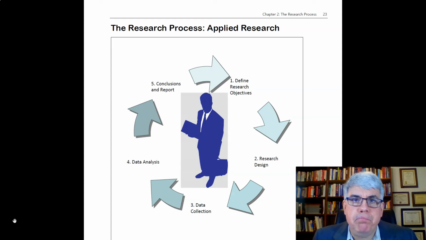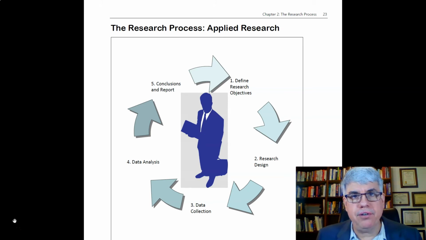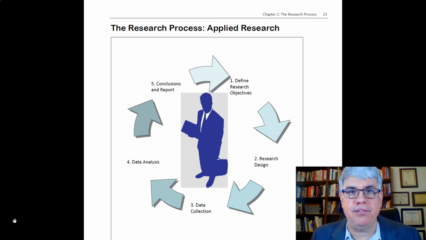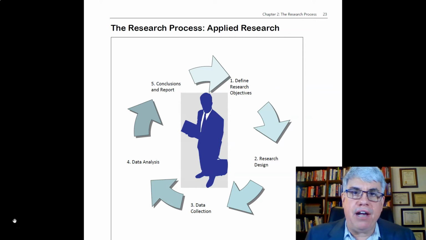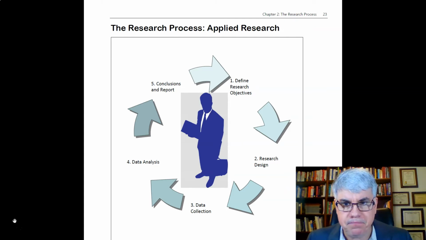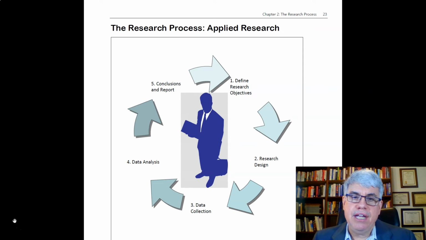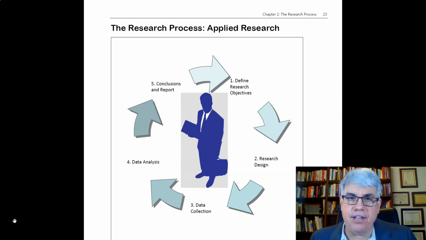Let's get a big picture view of the research process, specifically research that's focused on applications, solving real life problems, which is the type of research that most of us want to do. We want to be able to figure out solutions to problems that affect real people. What we have here is a cycle, and research is often described as an unending cycle.